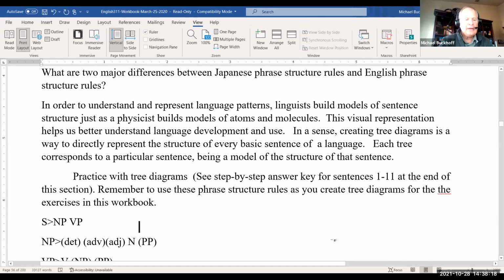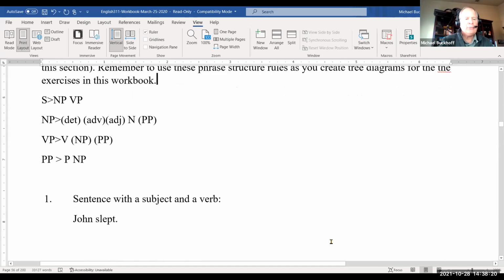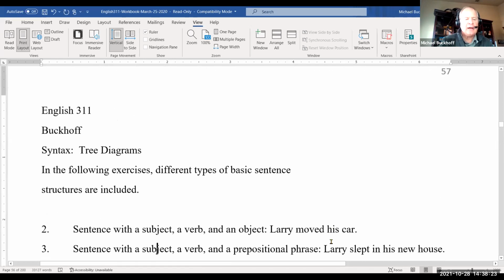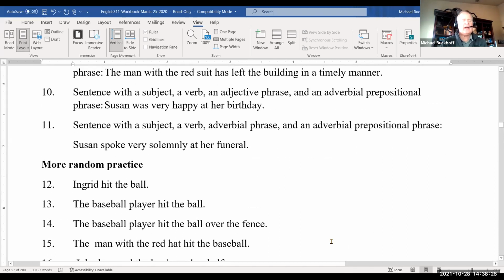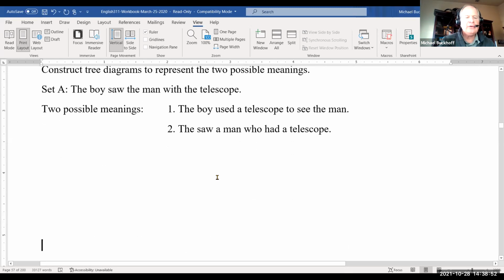So the workbook has a lot of practice with diagrams, even step by step. What I recommend you guys do between now and our next test, the big test coming up, we have to get through pragmatics. Once we're done with syntax and pragmatics, we'll have another pretty big test. You can pick one of these sentences, for example, Susan spoke very solemnly at her funeral, or whatever one you want to pick, and then you can diagram it.